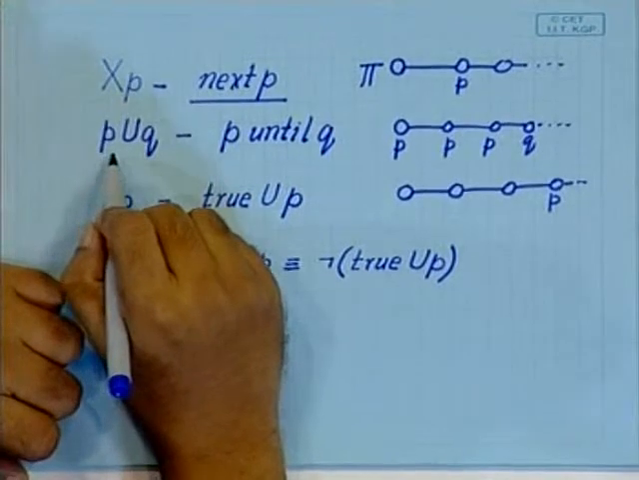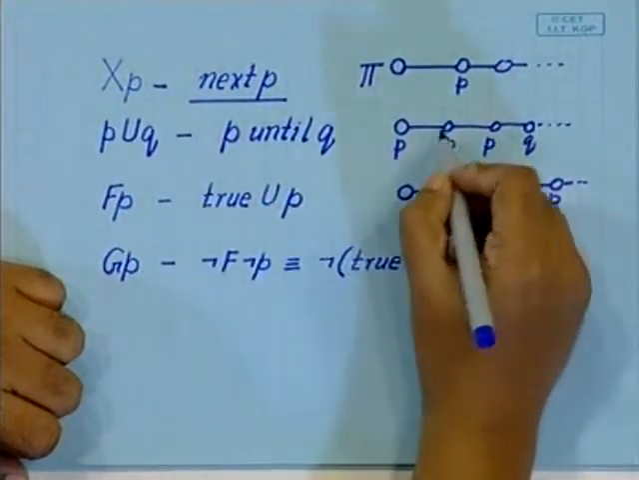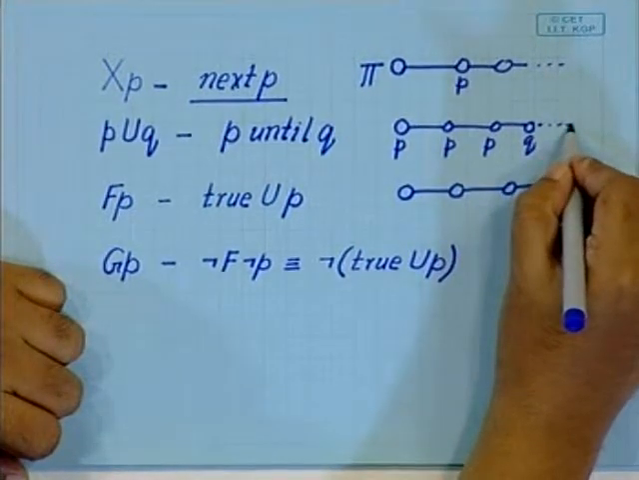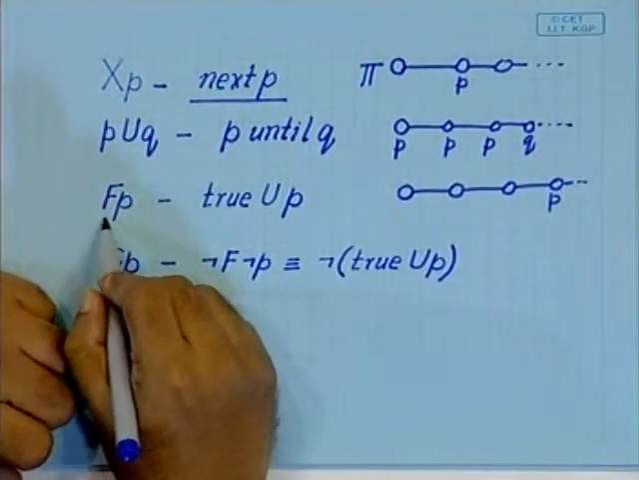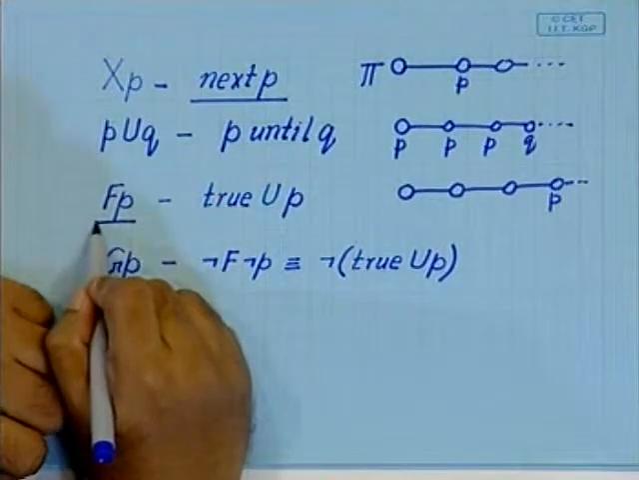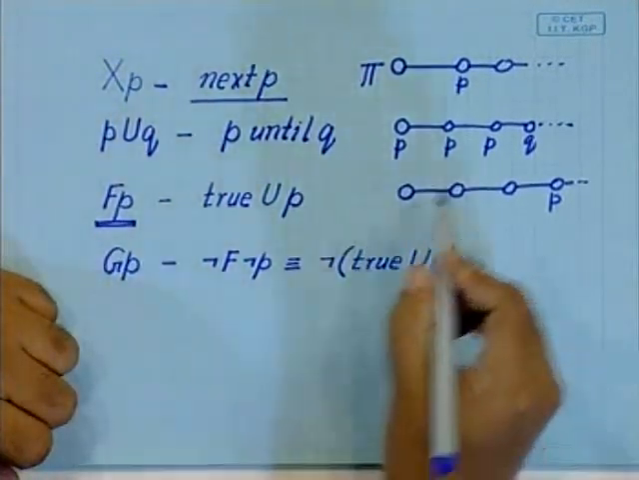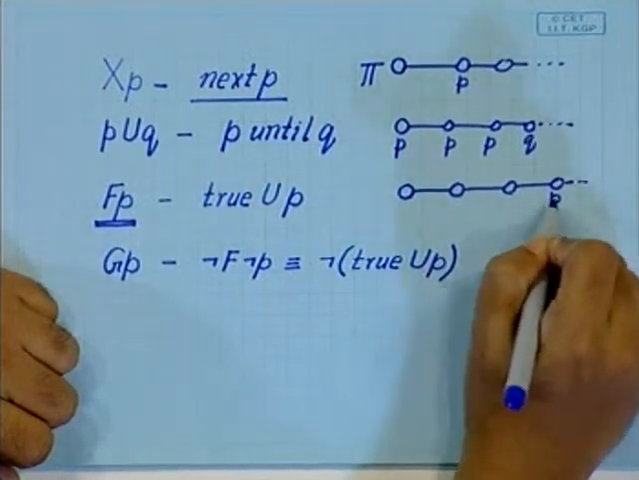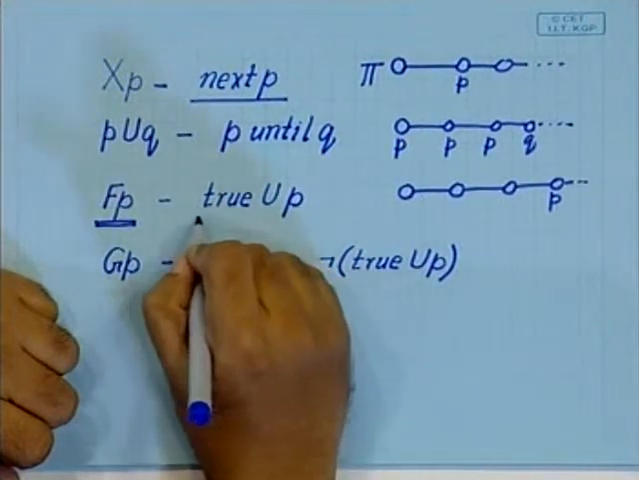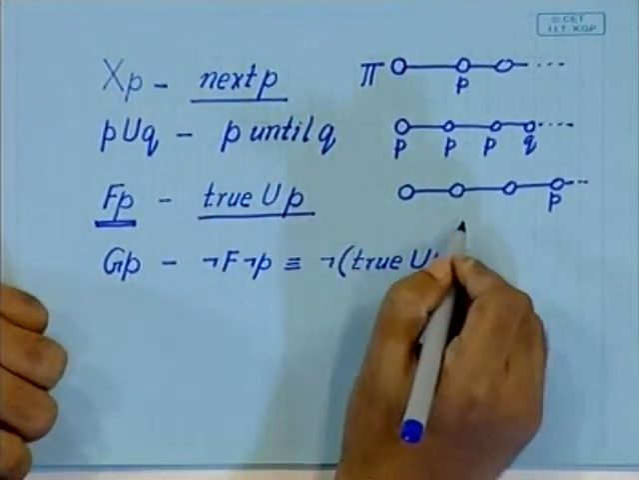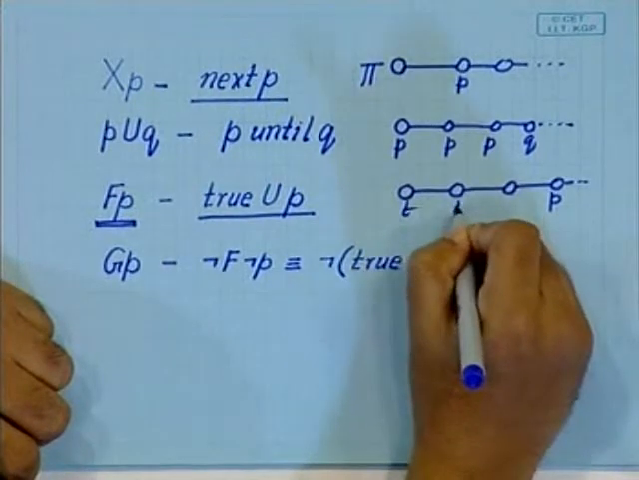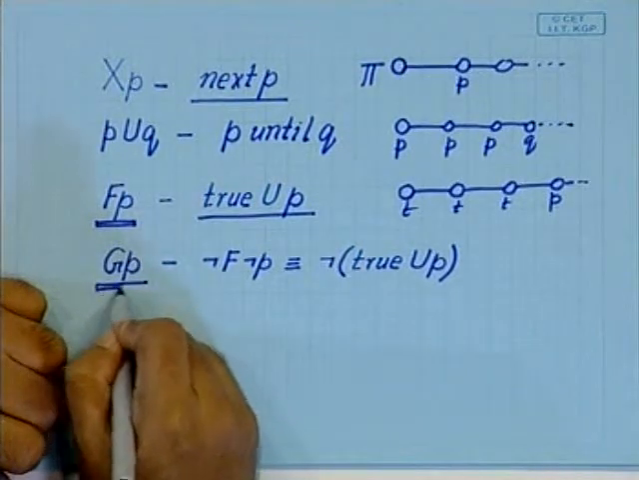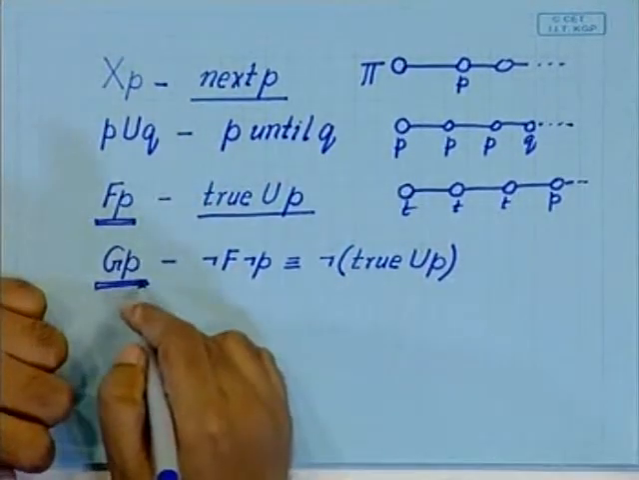Then we looked at p until q, which says that p must hold at all states until we reach a state which satisfies q. Then we have the Fp operator, the future p operator, which is true if somewhere in the future p is true. This can also be expressed as true until p, because we have true here, true here, true here, and then p. And then we also have the Gp operator, which says globally p must hold.